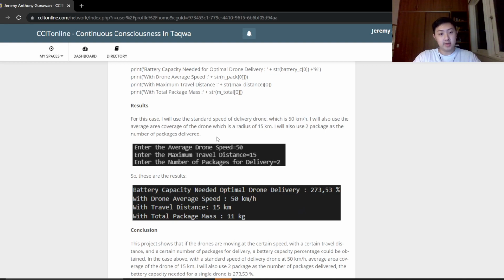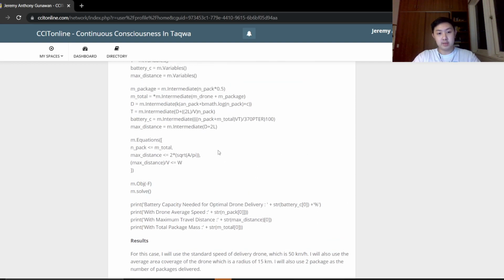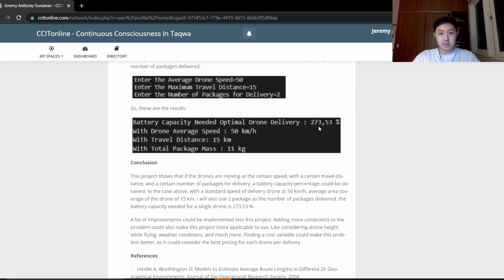So for this case, I will enter the average or the standard drone speed, which is 50 kilometers per hour, and the maximum travel distance usually is 15 kilometers, a radius of 15 kilometers, and then the number of packages for delivery I will use 2. So by implementing this code, I will get these results, which is 273.253 optimal battery capacity for drone delivery. So you need 273.53% of the battery capacity for the drone.